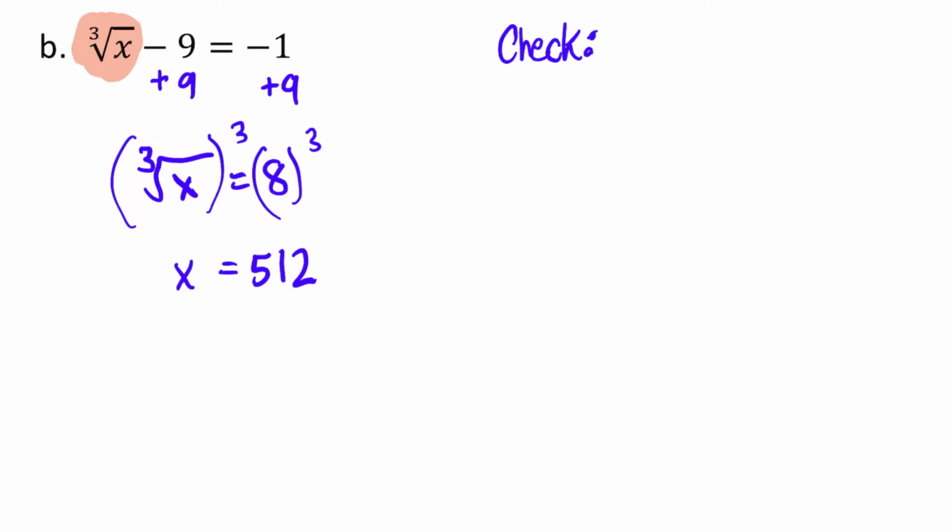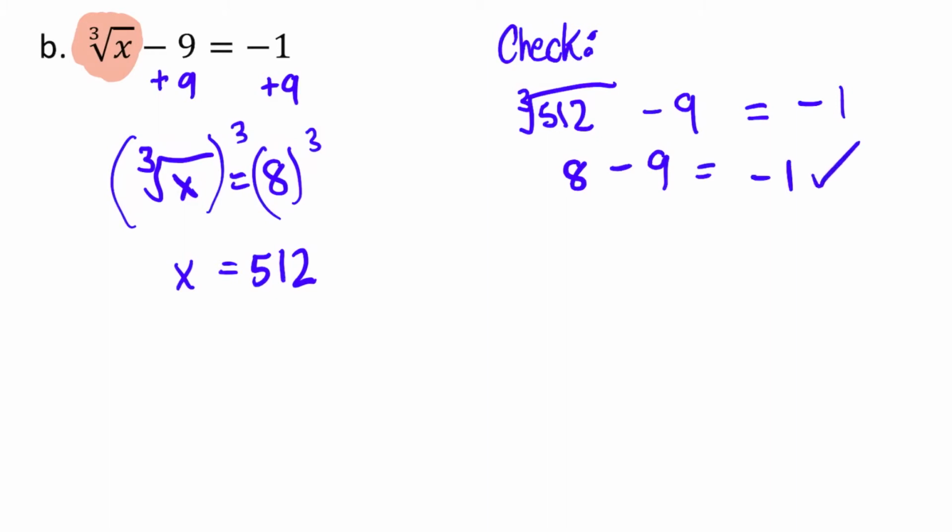We need to check and make sure that's not an extraneous solution, one that doesn't work in the original. So if I try it in the original, I got the cube root of 512, which is 8, minus my 9, and that does equal -1.